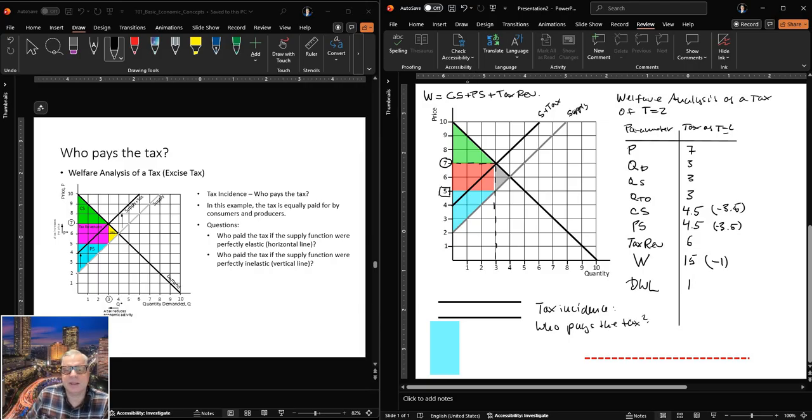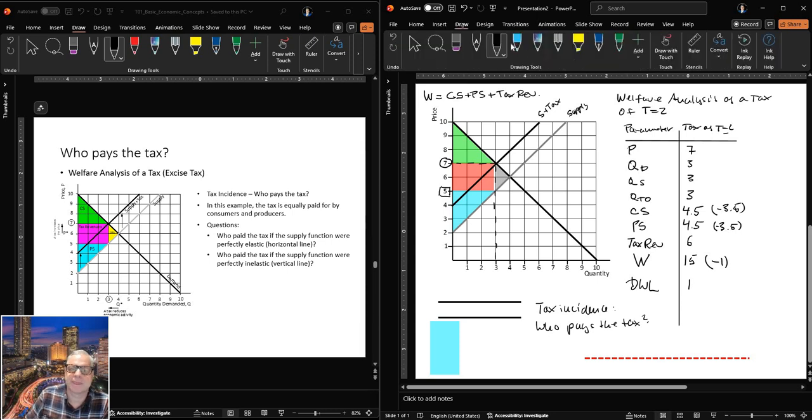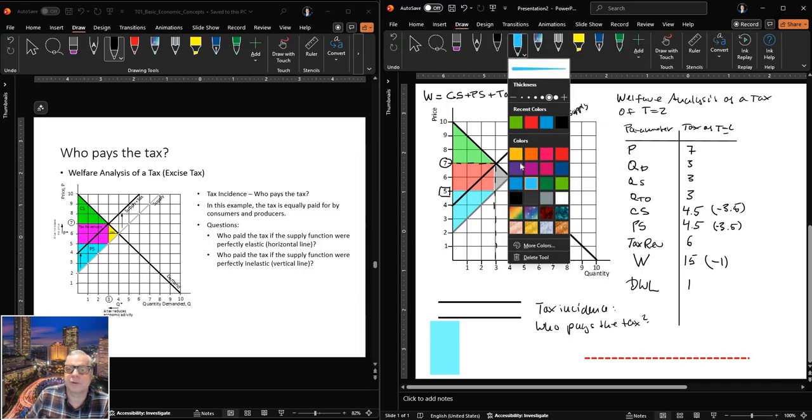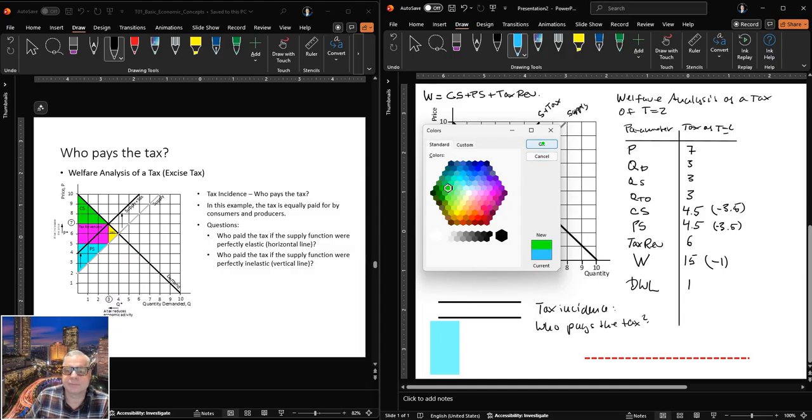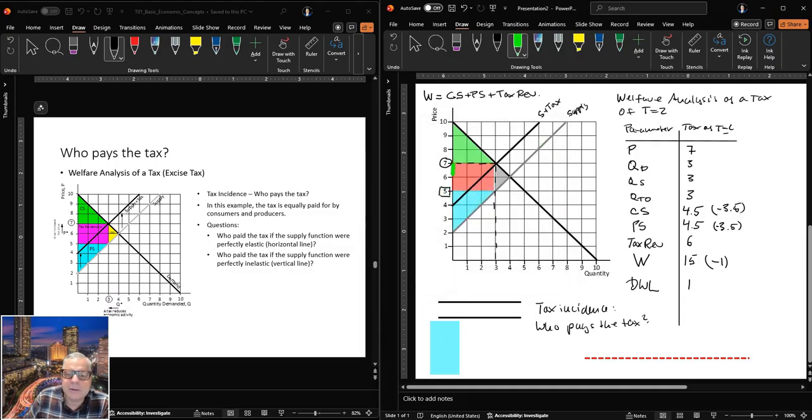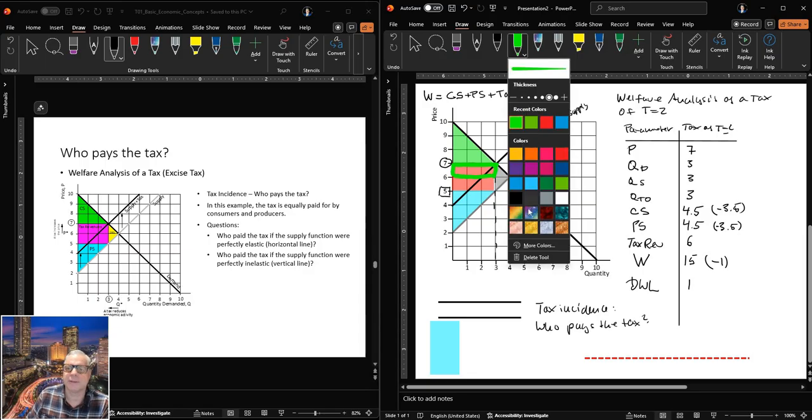Well, we can see in this case that part of the tax is basically a replacement of what used to be consumer surplus. So we had once this area here, which used to be consumer surplus in the market equilibrium. But that's now being handed over essentially to the government.